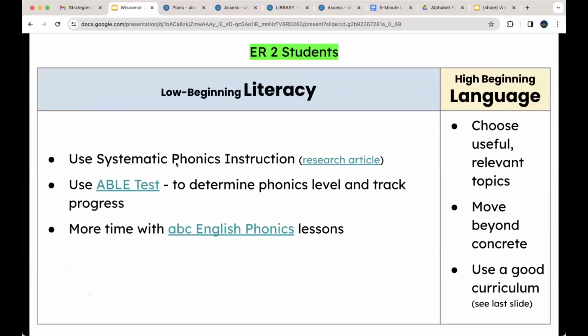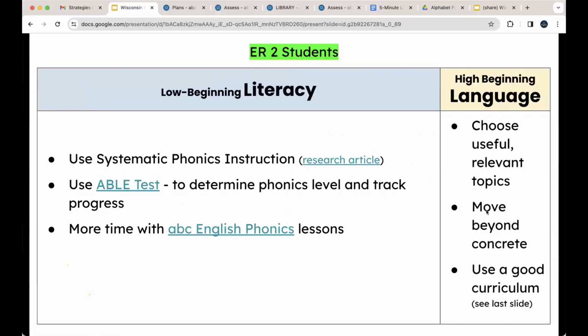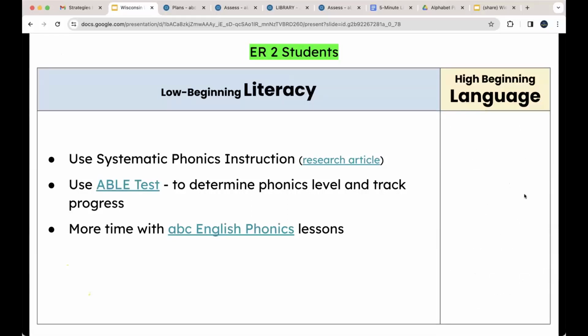points here. Systematic phonics instruction is still important. These are some resources. Useful, relevant topics are still important. However, here you're going to be able to move beyond the concrete and get into more of those language elements.